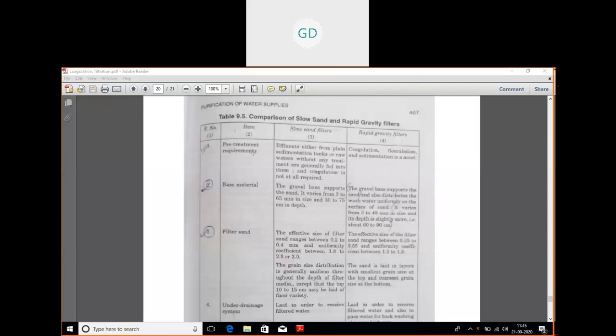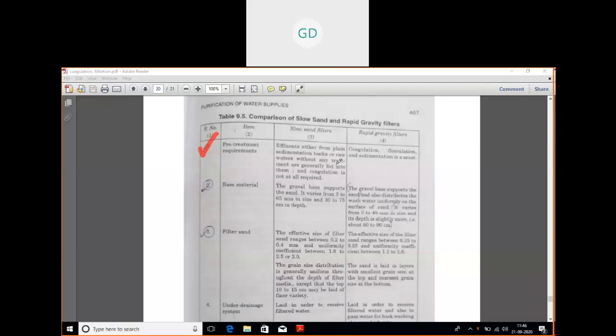So you see here, number one, pre-treatment requirements. Effluents either from plain sedimentation tanks or raw waters without any treatment are generally fed into them, and coagulation is not at all required.